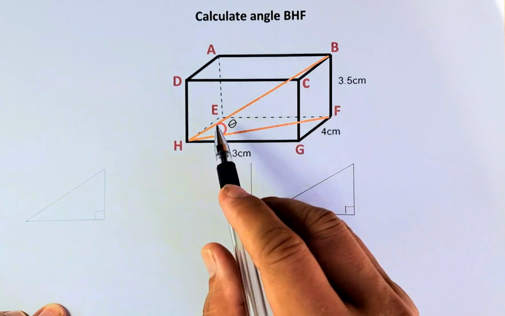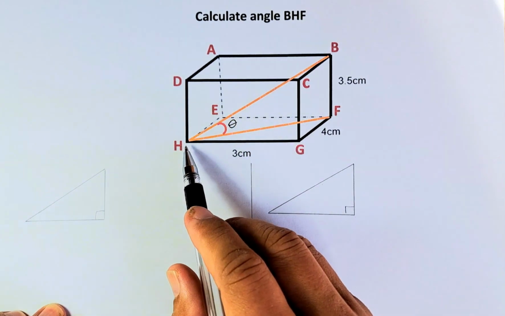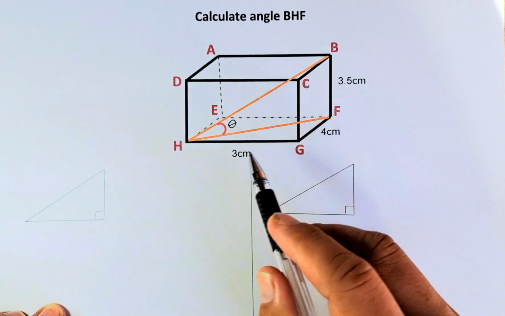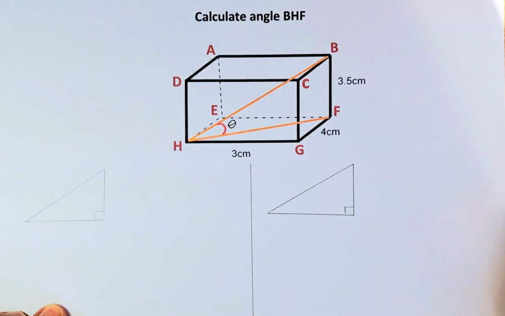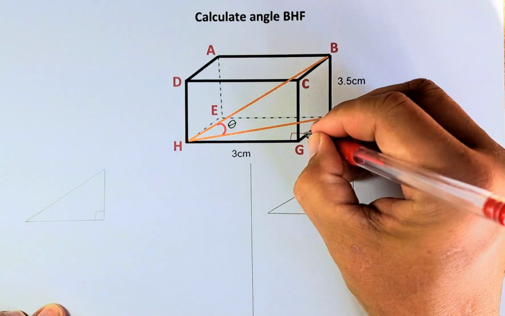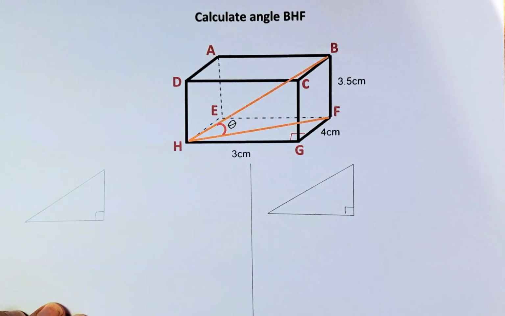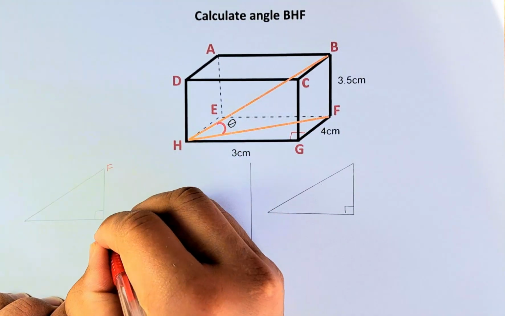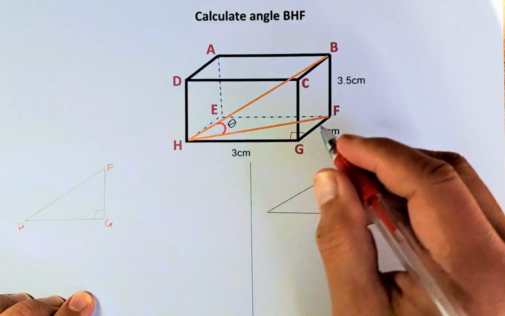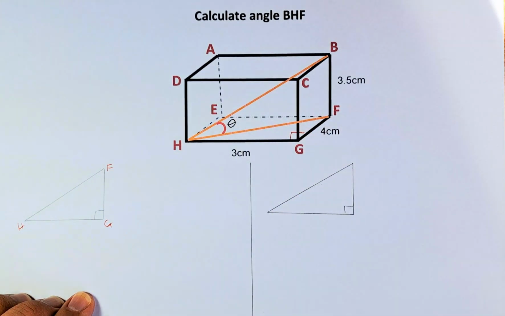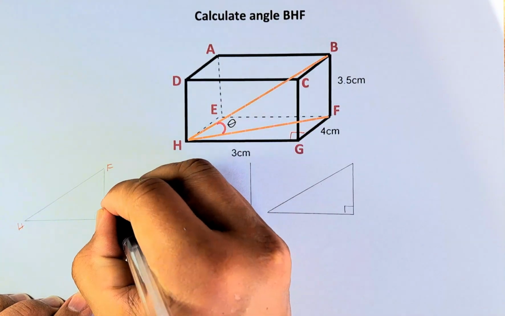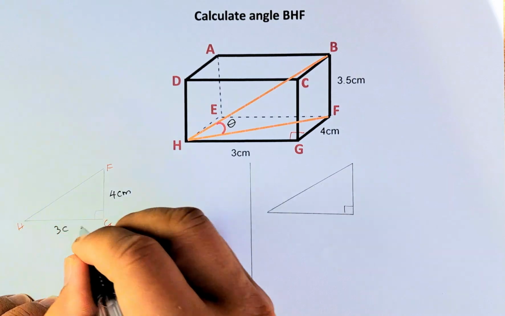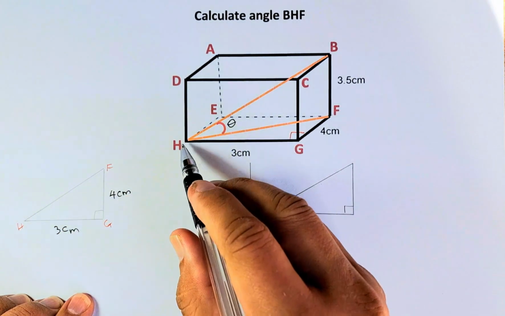EFGH is the bottom part of the cuboid and HF is the diagonal. So the angle FGH is 90 degrees, because the corner of a wall is going to be a 90 degree angle. So we're going to label that as F, G, and H, and that is 90 degrees. Then we're going to put in the numbers there. FG is 4 cm, HG is 3 cm, and we are going to calculate the length HF.